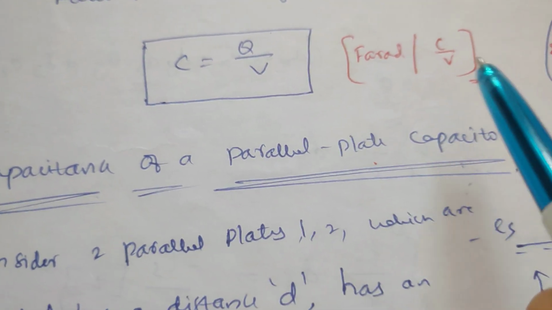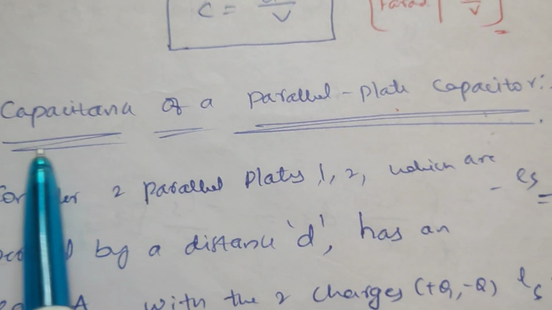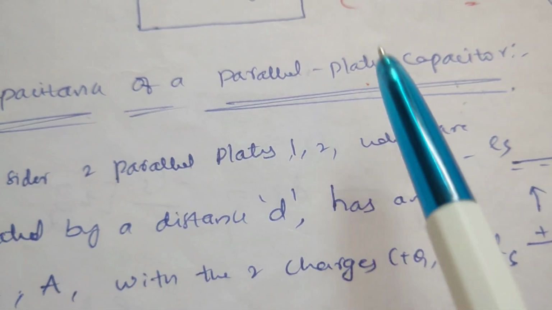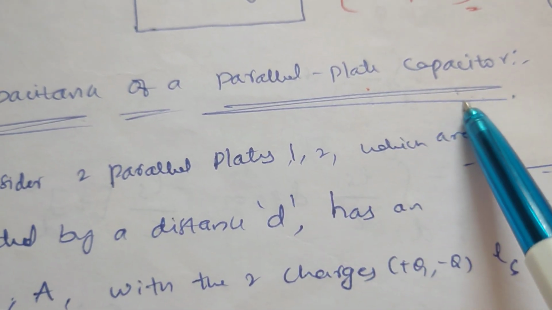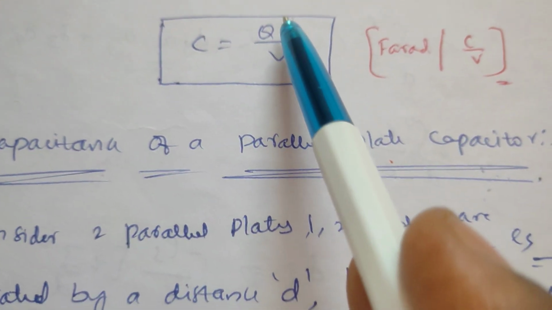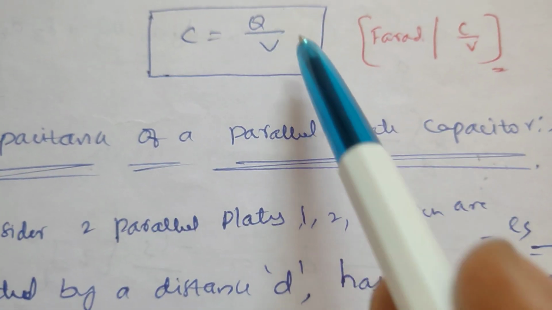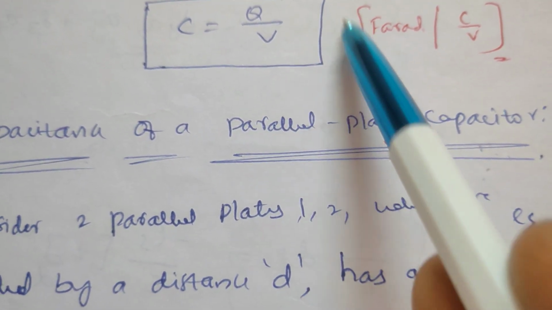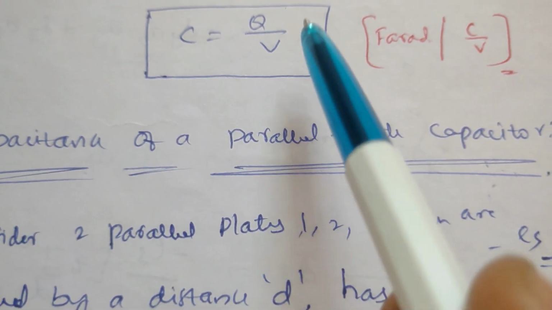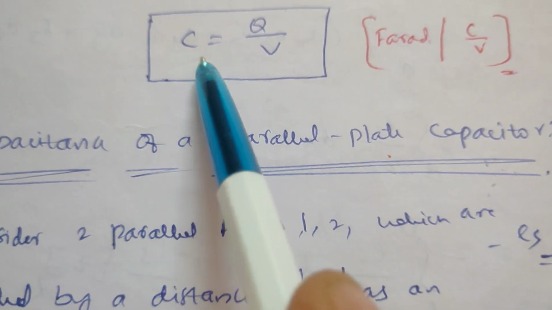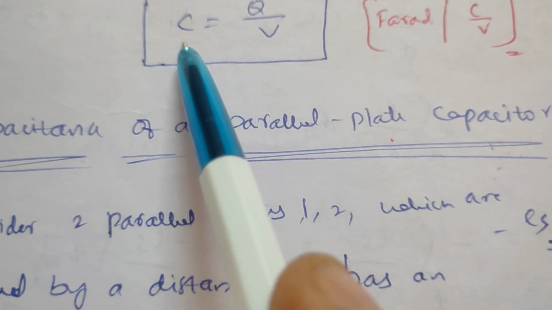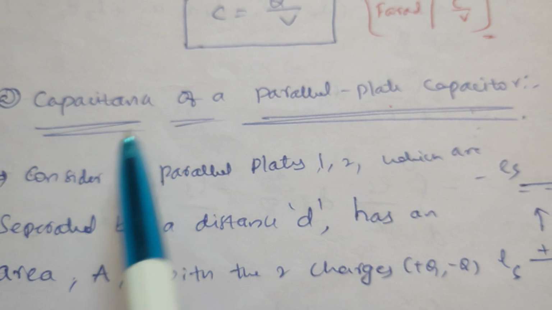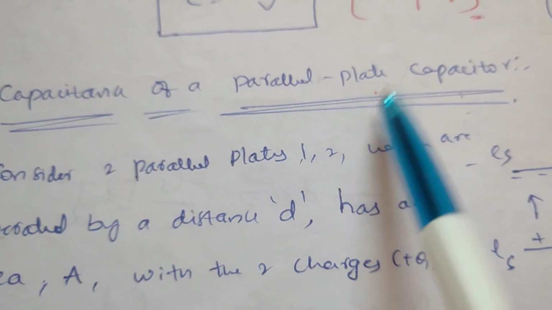per volt. Whenever you have to find the capacitance of a parallel plate, spherical or coaxial cable, first of all we have to find the overall charge, and we have to find the electric potential or potential difference we are applying. If you are able to find these two, it will be easy to find the overall capacitance. So now I am going to explain the capacitance of a parallel plate capacitor.